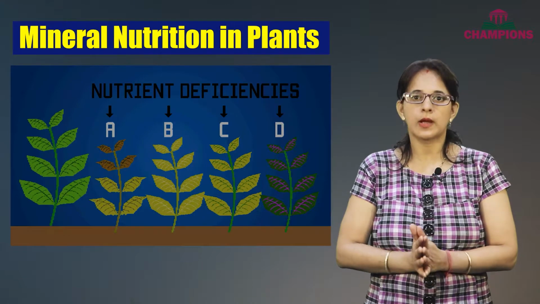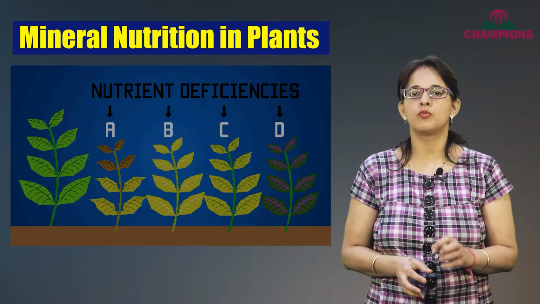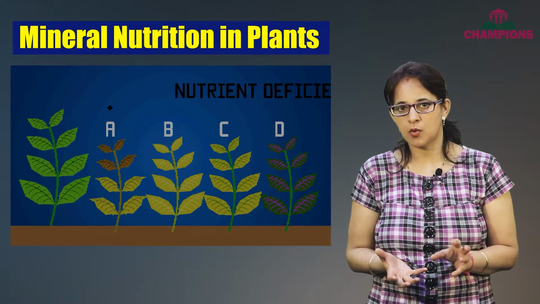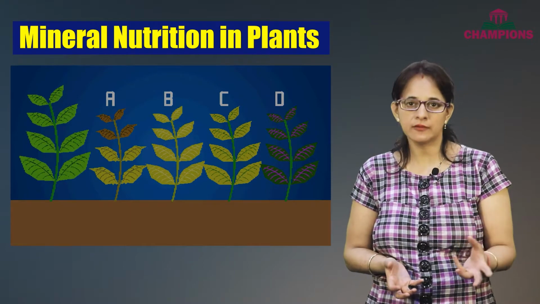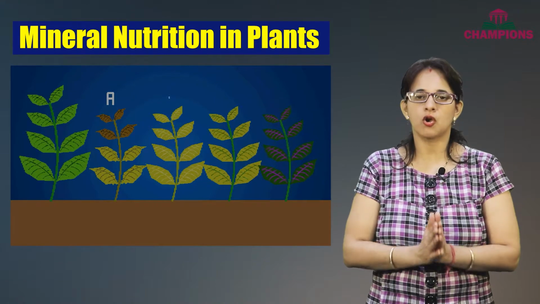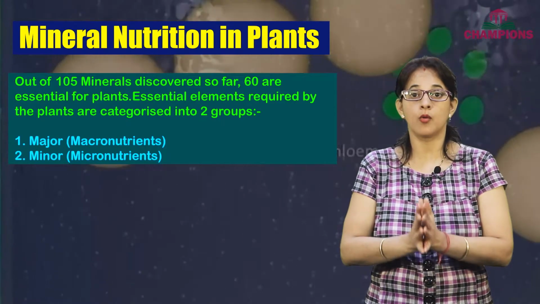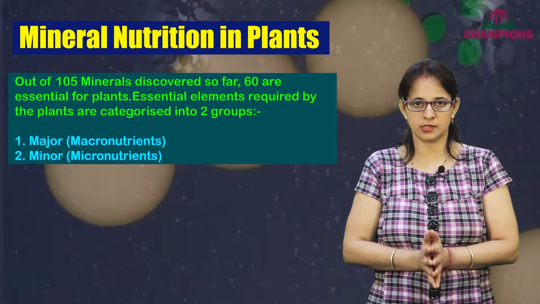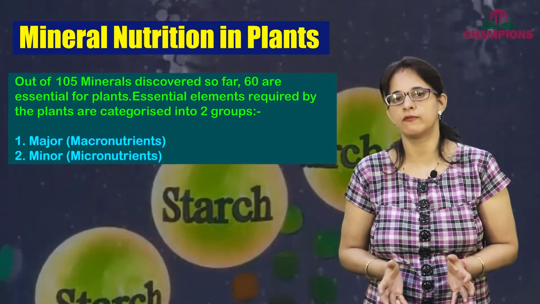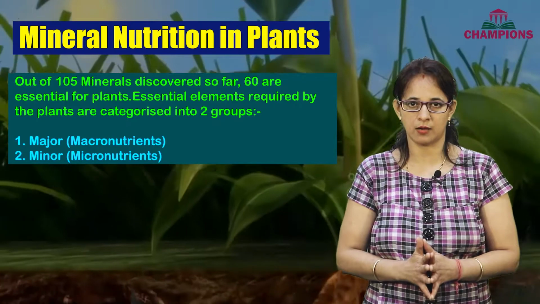For example, you might have noticed that in certain plants there are brown patches formed on the fruits, or stunted growth in the plant body, or yellow colored leaves. All these are because of the deficiency of one or the other nutrient in the plant body. Now how many nutrients are required by the plants? Of 105 nutrients discovered so far, 60 have been considered to be essential for the plant body.